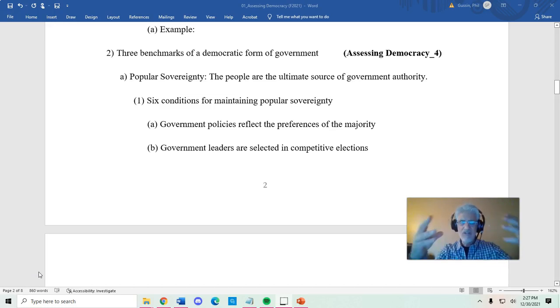We each, as citizens, possess political authority, the right to rule. And that's what makes democracy different than authoritarianism or totalitarianism. But there are 6 conditions that sort of have to exist in order to maintain popular sovereignty. First, the government's policies have to reflect the preferences of the majority.